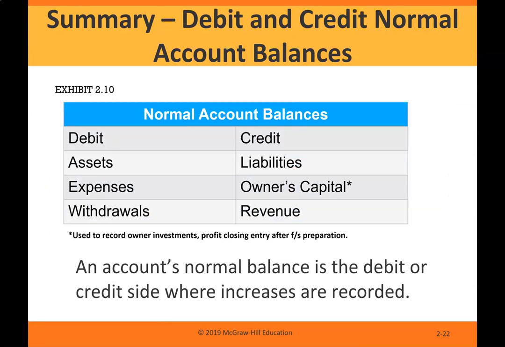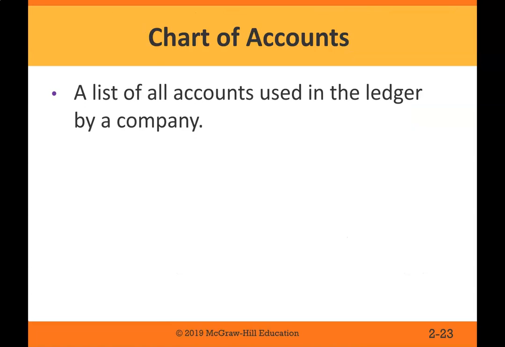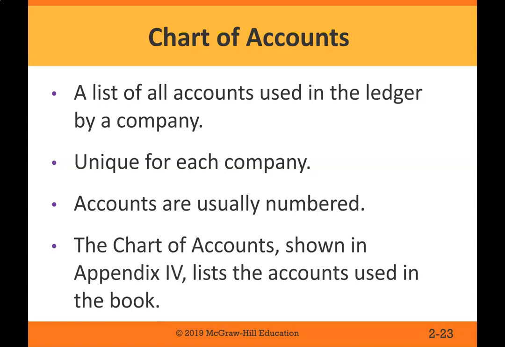Normal account balances. Debits: assets, expenses, withdrawals. Credits: liabilities, owner's capital, and revenue. An account's normal balance is the debit or credit side where increases are recorded. Chart of accounts: a list of all accounts used in the ledger by a company, unique for each company. Accounts are usually numbered. The chart of accounts shown in Appendix IV lists the accounts used in the book.